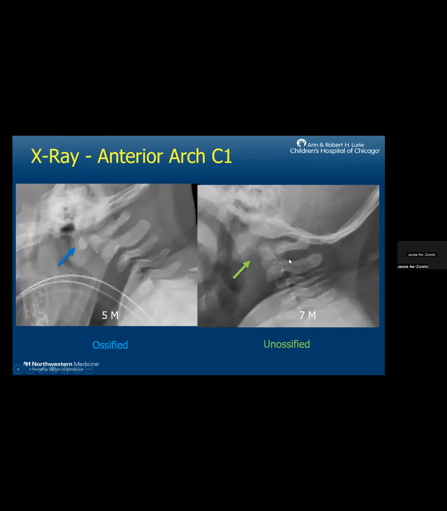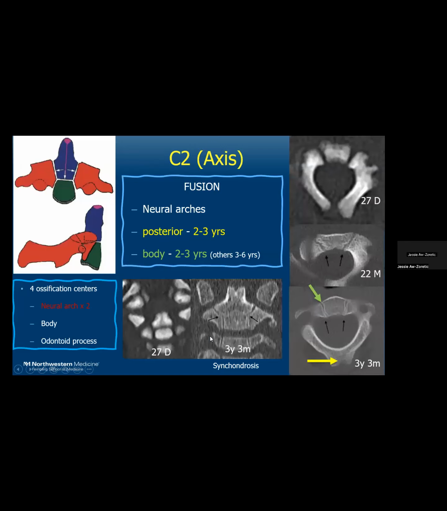And this is a radiograph from a 7-month-old, and you can quite clearly see that the anterior arch is not missing, it's just not ossified, right? So, right, now we can move on to C2.